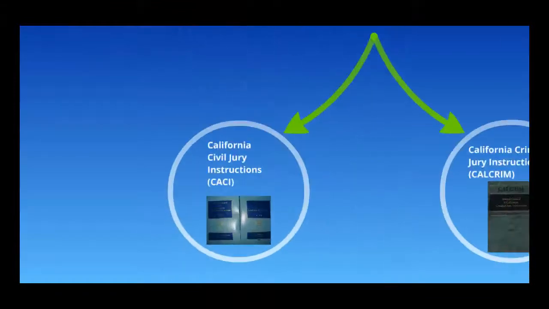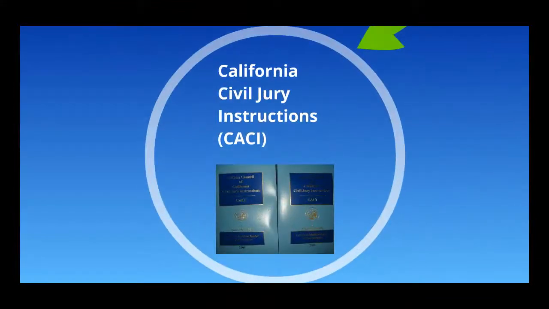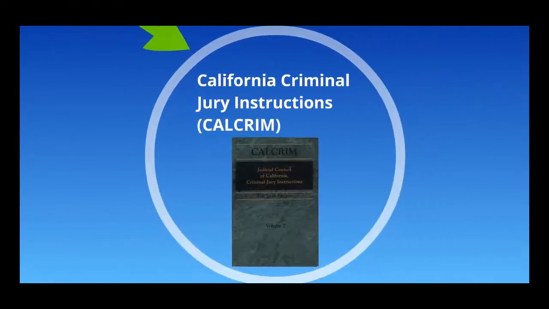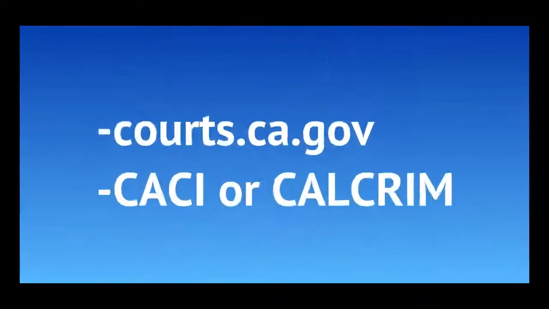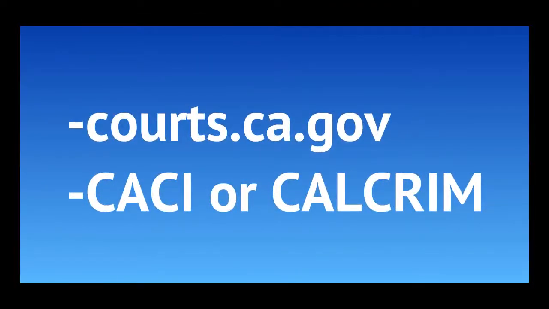First of all, CACI set forth California's official civil jury instructions. It's spelled C-A-C-I and pronounced Casey, like Casey Anthony. The second set of jury instructions are called CALCRIM. These set forth California's official criminal jury instructions. You can get to the jury instructions via courts.ca.gov or by Googling CALCRIM or Casey.